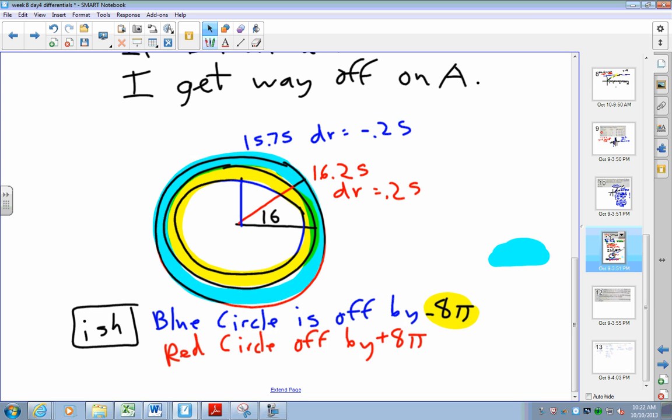Basically, it's off by about 8 pi, which is like 24 units squared. Okay? And if I did the red circle, the red circle is what? Positive 8 pi. Who's okay with that? Know where I said ish? The blue is not really 8 pi. The yellow is not really negative 8 pi, but the average of the yellow and the blue is what? 8 pi. Okay, that's why I said ish.